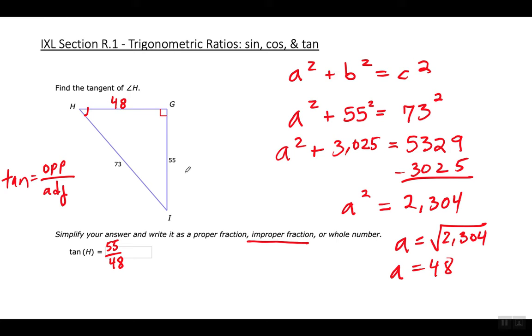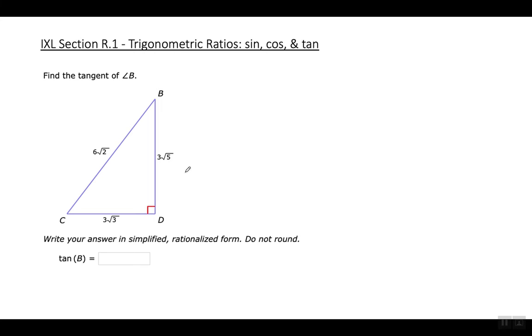Let's look at some of the ones that have radical signs, which I think are the ones that you guys are struggling with. So look at this one. They want us to find the tangent of angle B. The tangent of angle B is the opposite side, which is this one, divided by the adjacent side, which is this one. So the tangent of B equals 3 square root of 3 over 3 square root of 5.